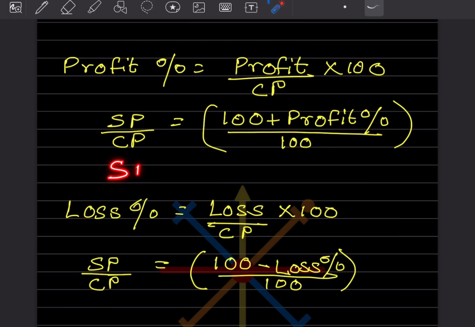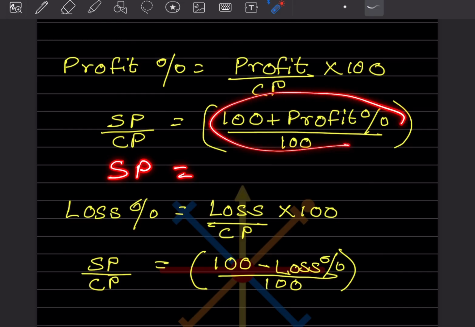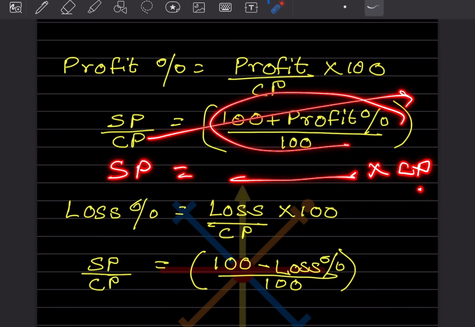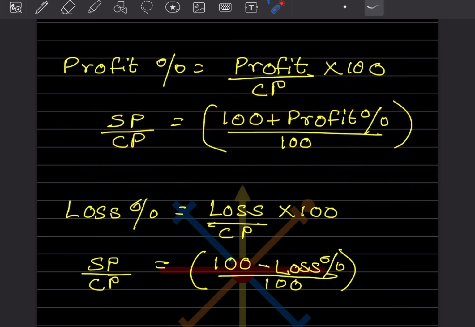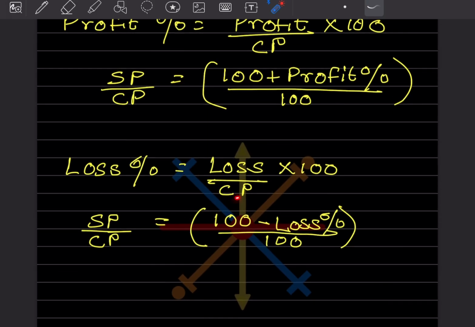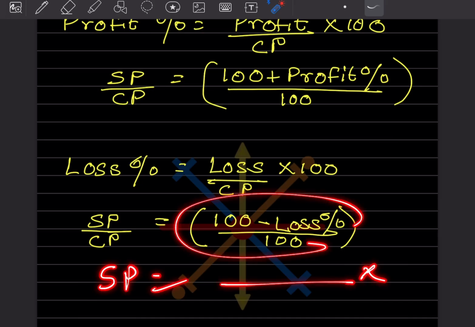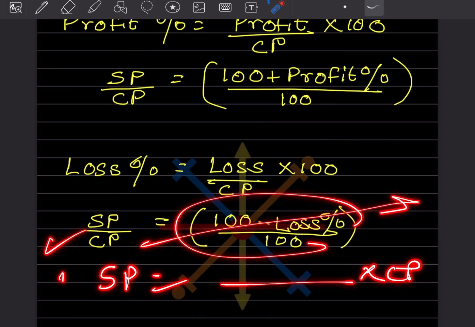Or you can also write this one as selling price is the same thing here multiplied by CP, meaning this will go to this side, that will be multiplied both ways. You can use either this one or this one, both are the same. For the loss percentage, loss divided by CP into 100, and here again selling price by cost price is 100, here it is plus for profit and for loss it will be minus, loss percentage divided by 100. Or you can just write SP is equal to the same thing multiplied by CP. These both are the same.